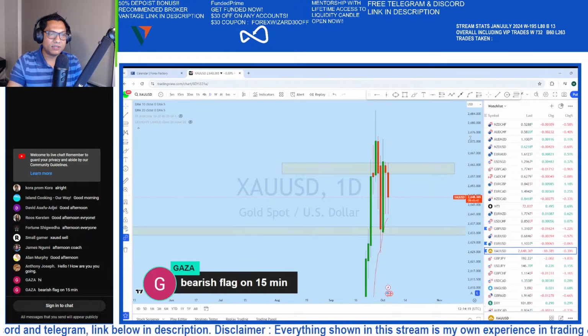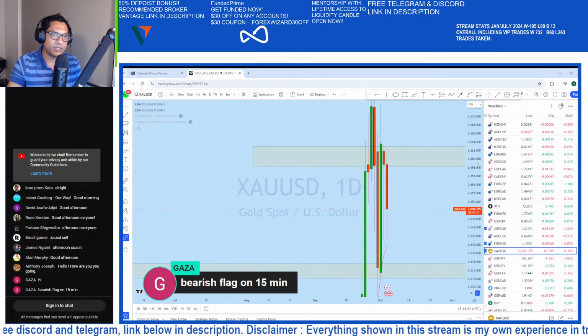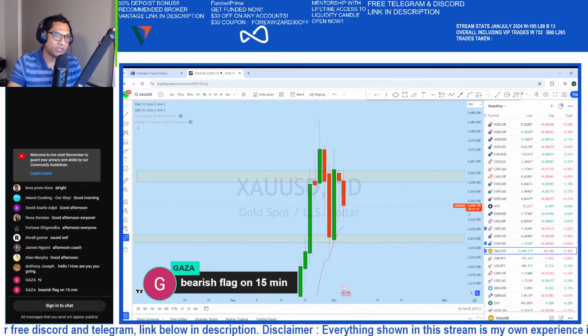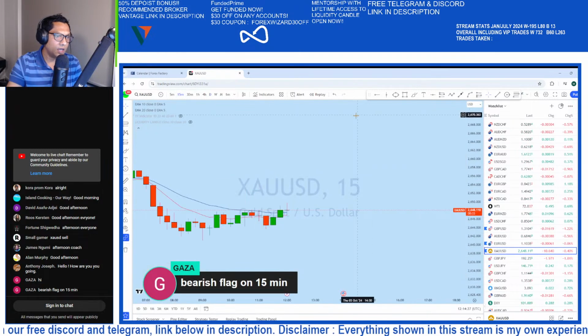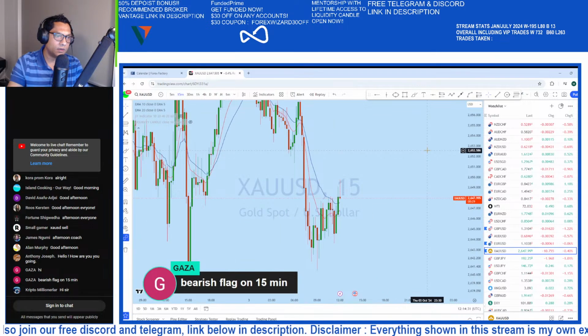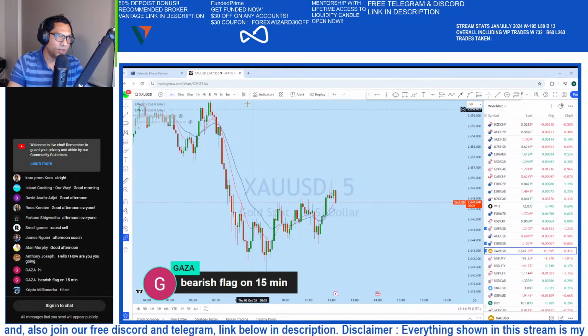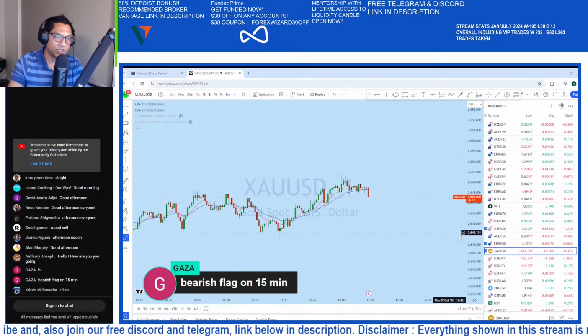Now let's look at the daily. This is the daily bearish price action. And if we look at the 5 minutes, also the 1 minute price action.